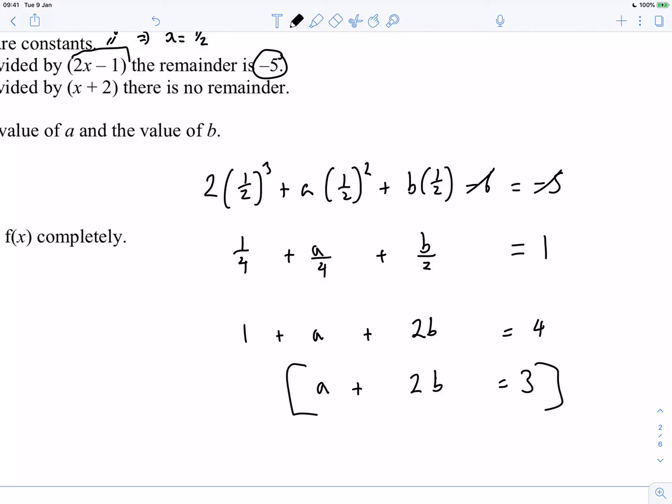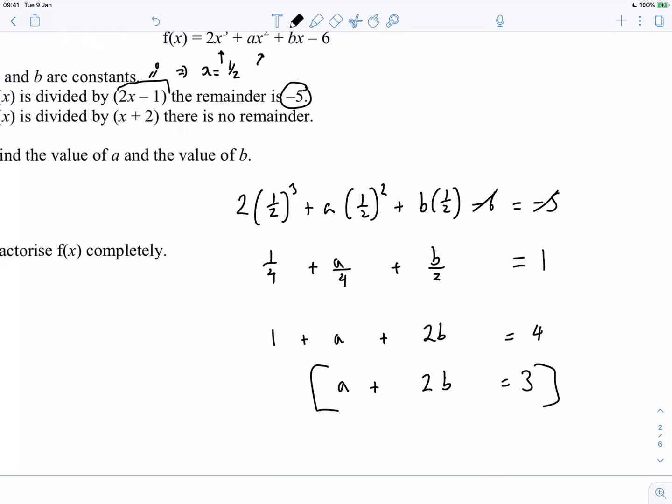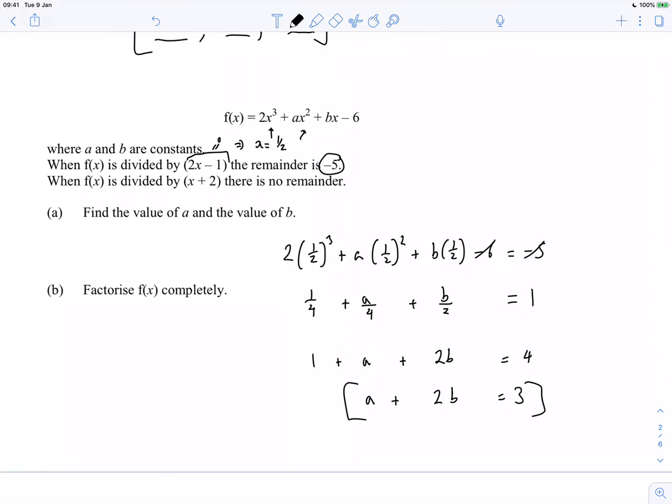So that's one equation I'm probably going to have to solve simultaneously. And as I've said before, if there's two unknowns, a and b, you're going to need two equations, i.e. two useful bits of information, and they've given you the second bit there. When f of x is divided by x plus 2, there's no remainder. So again, what must x be so that this bracket equals 0? Well, x must be minus 2.